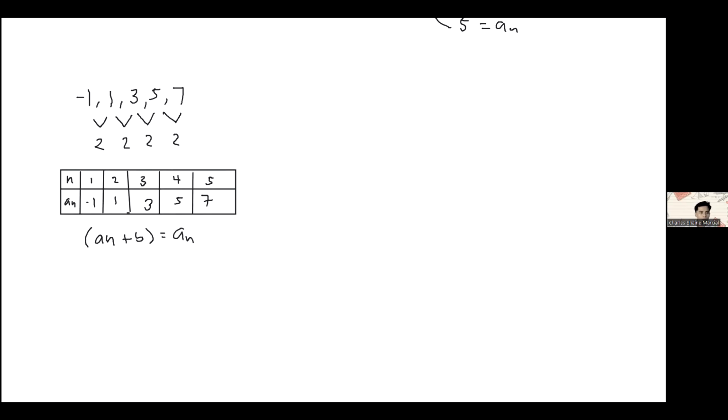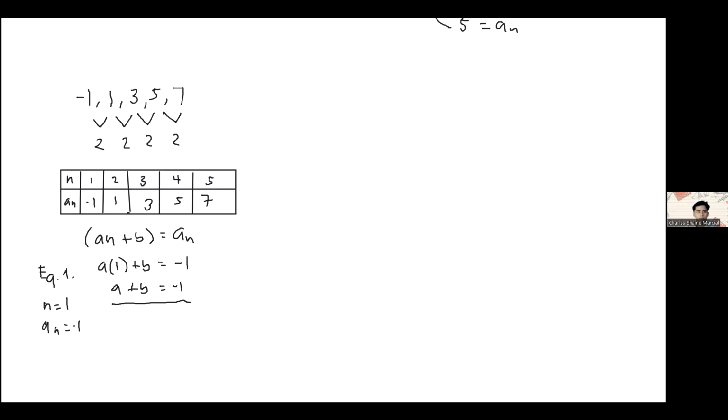Okay? So gagawa ulit tayo ng dalawang equation. Unahin natin yung first equation using itong first term. So we have n is equal to 1, a sub n is equal to negative 1. Now, a times 1 plus b is equal to negative 1. Now we have a times 1 is a plus b is equal to negative 1. Now, ito na yung equation 1 natin.